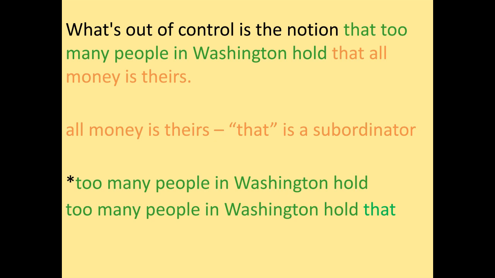It goes from "too many people in Washington hold that" to "that too many people in Washington hold." It gets moved to the front of the clause, right? Because it's a relative pronoun. So in the relative clause, the word that has a function. It's not just sitting there subordinating the clause.